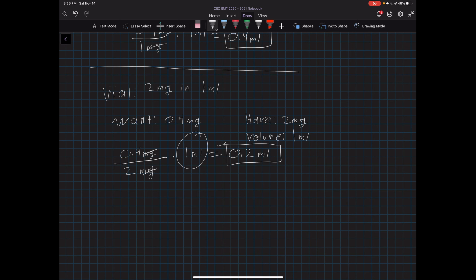The ratio changed between these two numbers, so our total volume changed, but the mass of the drug remains the same. We're still getting 0.4 milligrams of Narcan in this volume of medication. So what this is saying is that this 0.2 mLs contains 0.4 milligrams of Narcan in that concentration.